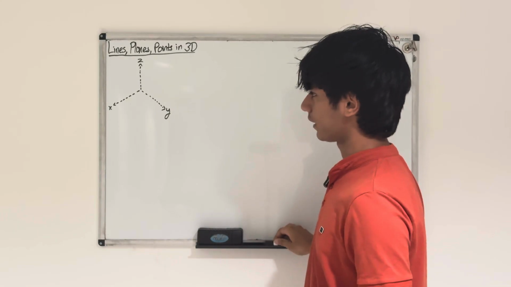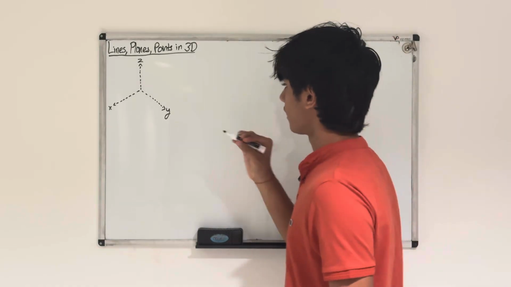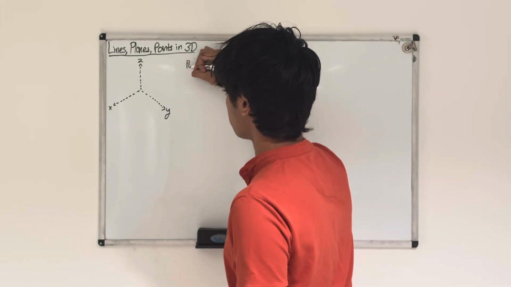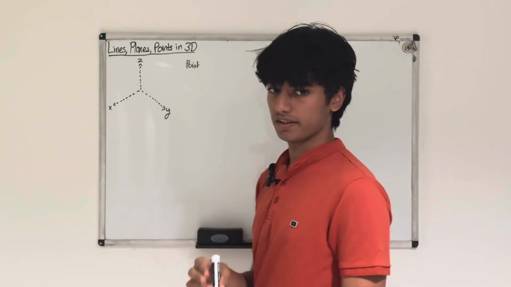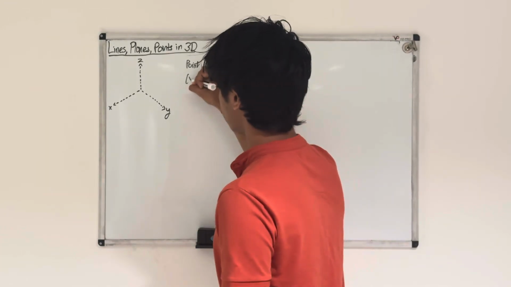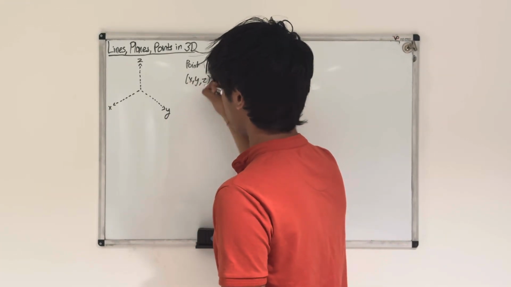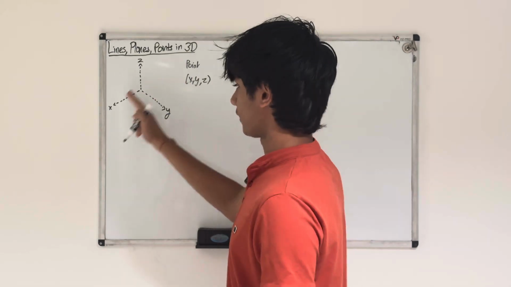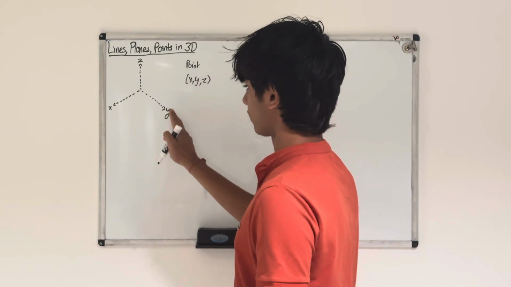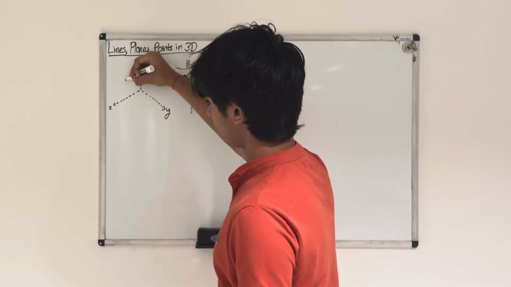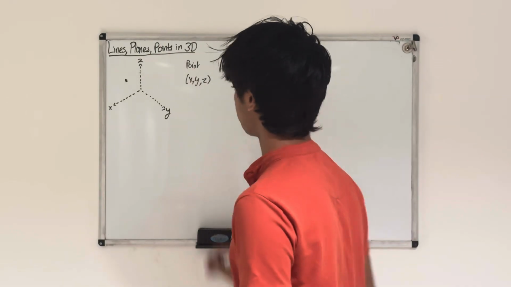So the first way to define is a point, and a point's pretty simple to define, right? In 2D, we define a point as x, y. In 3D, we define it as x, y, z, where x corresponds to how far on the x-axis, y corresponds to the y-axis, z corresponds to the z-axis. So we have a point like so with x, y, z.